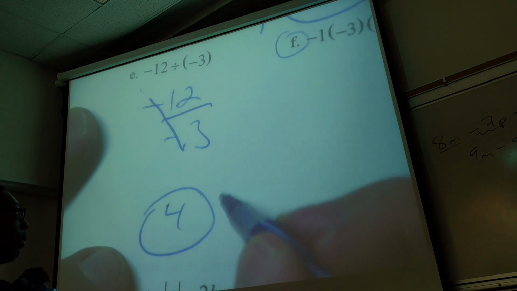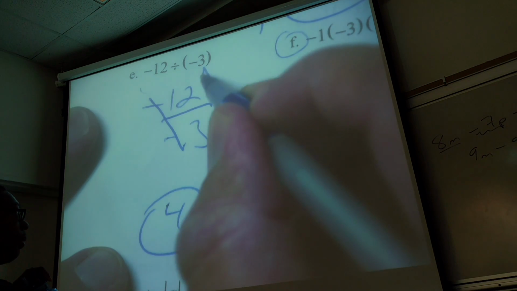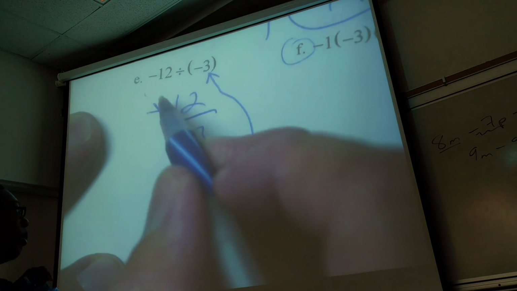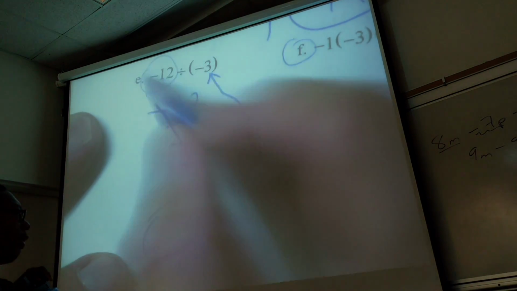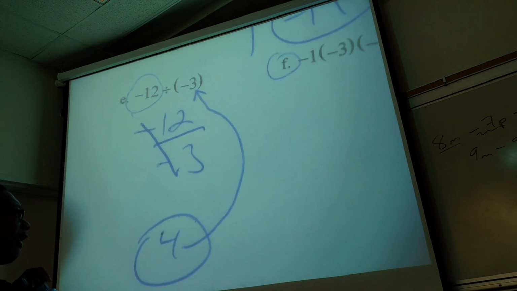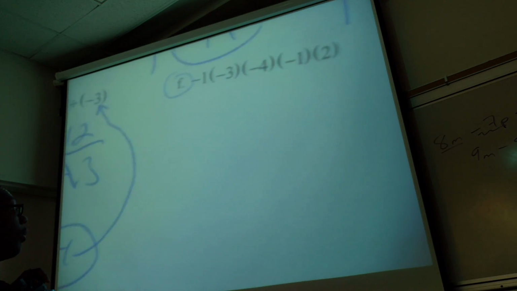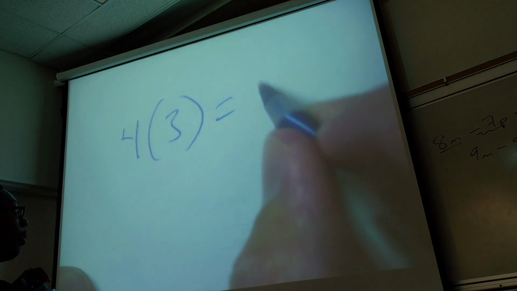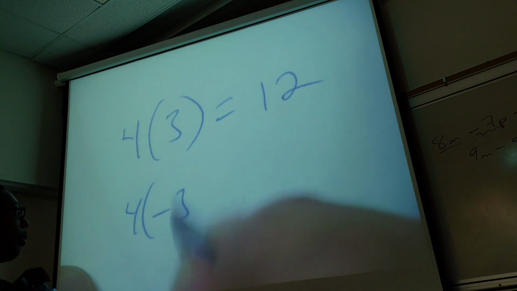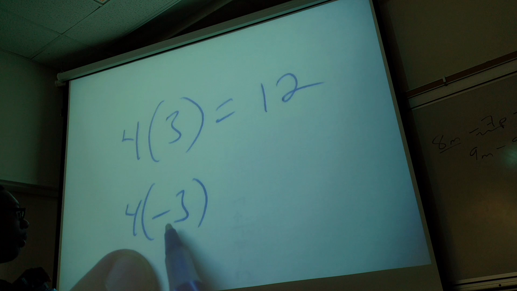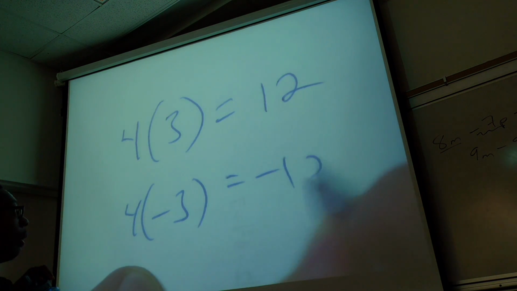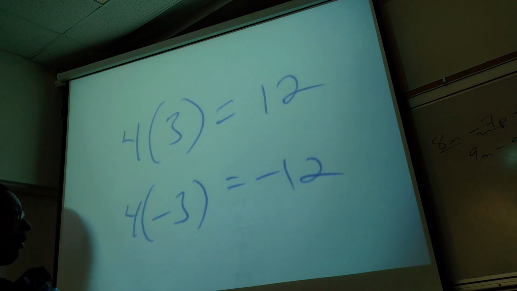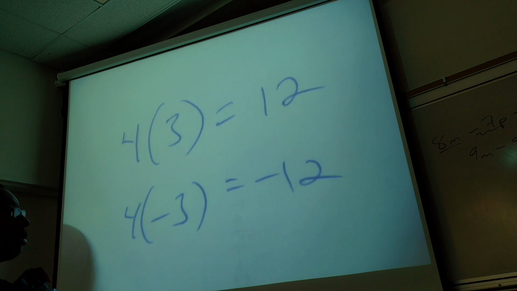How do you check yourself on a division problem? What's 4 times negative 3? 12. No. Negative 12. There you go. Why? You did that 4 times negative 3. What's 4 times 3? 4 times 3 is 12, yeah. 4 times negative 3. Is there anything there to kill that negative? No. So it's still there. So it keeps being negative.